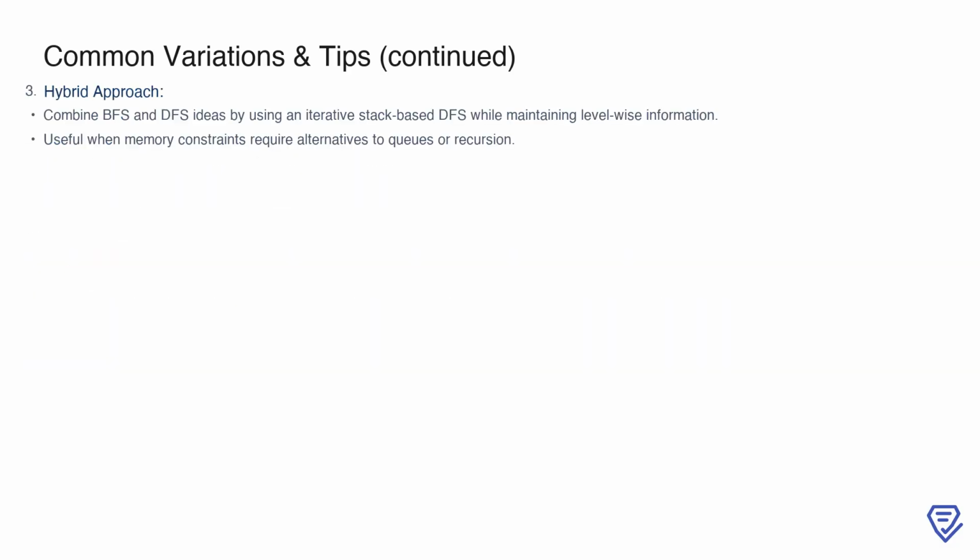There's also a hybrid approach that combines ideas from both BFS and DFS. In this method, you use an iterative stack-based DFS while maintaining level-wise information, similar to what BFS would track. This can be particularly useful when you're working under strict memory constraints and need an alternative to recursion or queues. By blending the strengths of both strategies, the hybrid approach offers flexibility in handling a variety of tree structures while maintaining efficiency. It's an excellent option to consider when optimizing for both time and space in scenarios where traditional methods fall short.